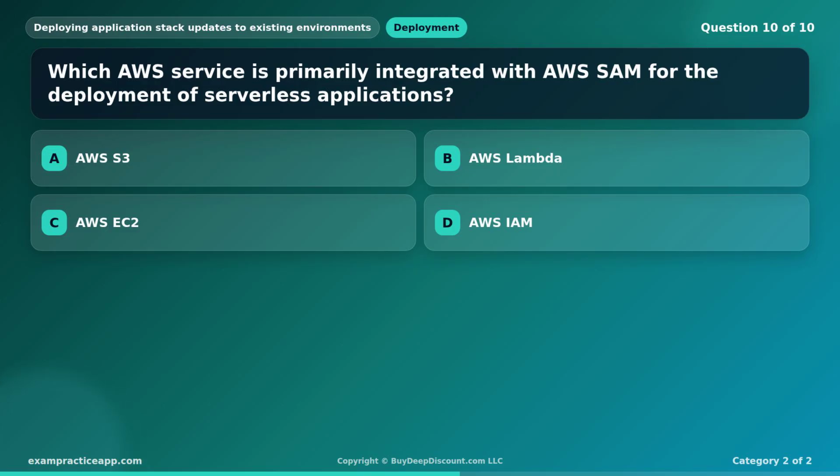Take a moment to choose your answer. The correct answer is option B. AWS Lambda.